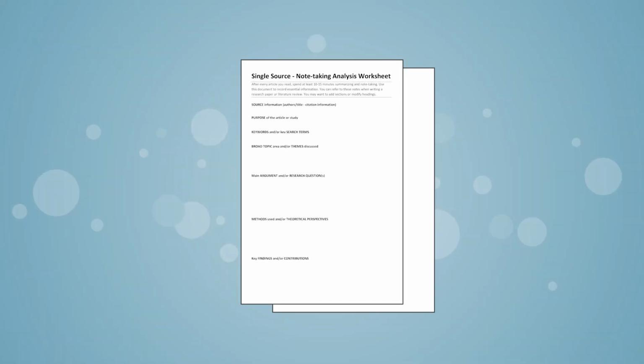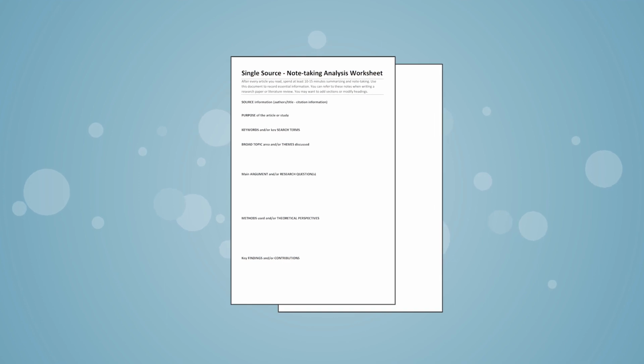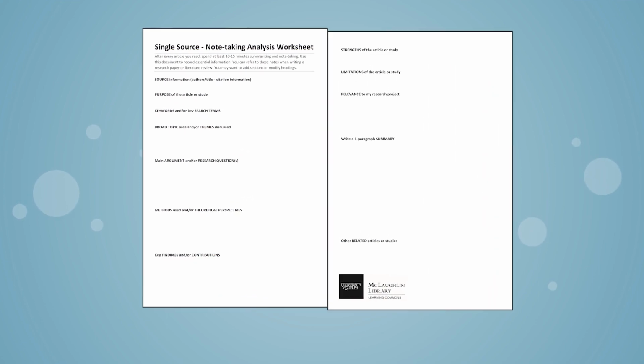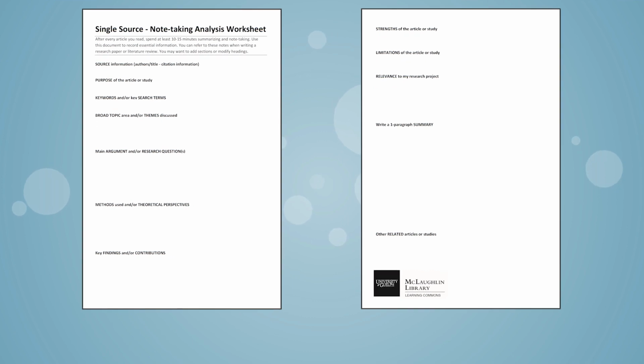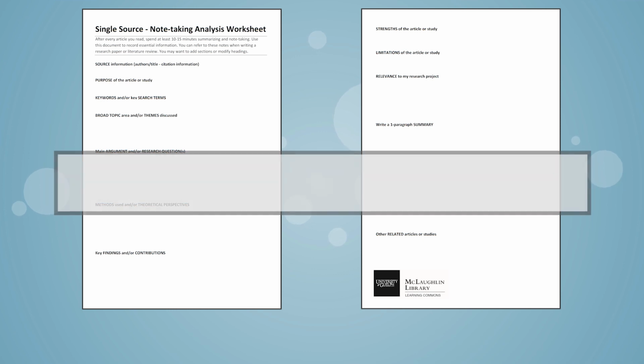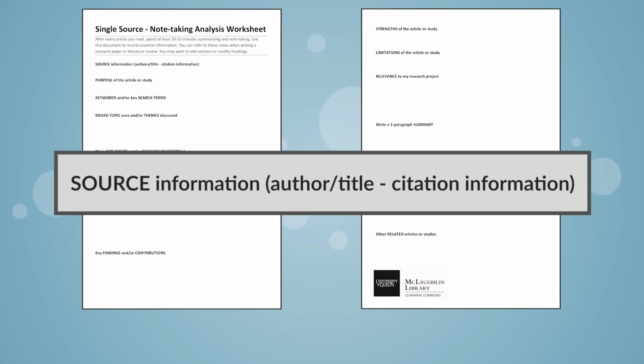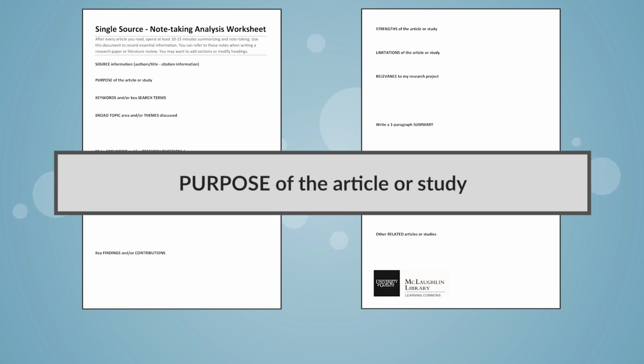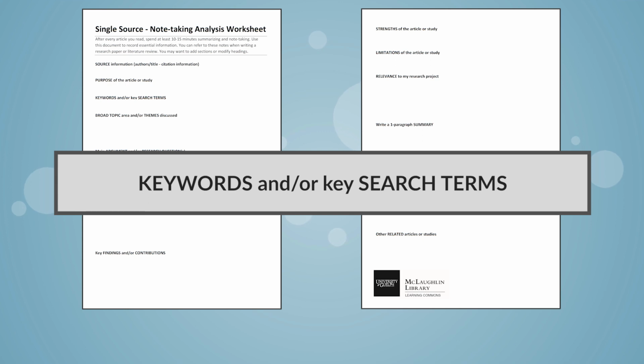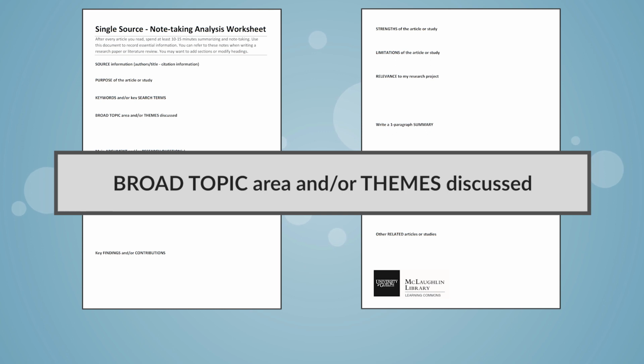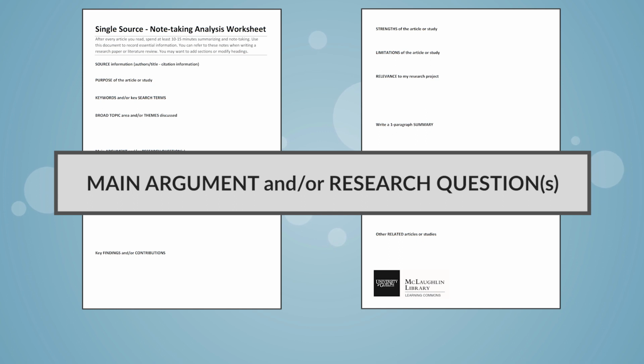One strategy is a single source sheet, which is a good format to use for detailed note-taking. This single source sheet contains 12 boxes to help you capture different information about each paper you read. These boxes are 1. Source information with author, title, and citation. 2. Purpose of the article or study. 3. Keywords and/or key search terms. 4. Broad topic area and/or themes discussed. 5. Main argument and/or research questions.